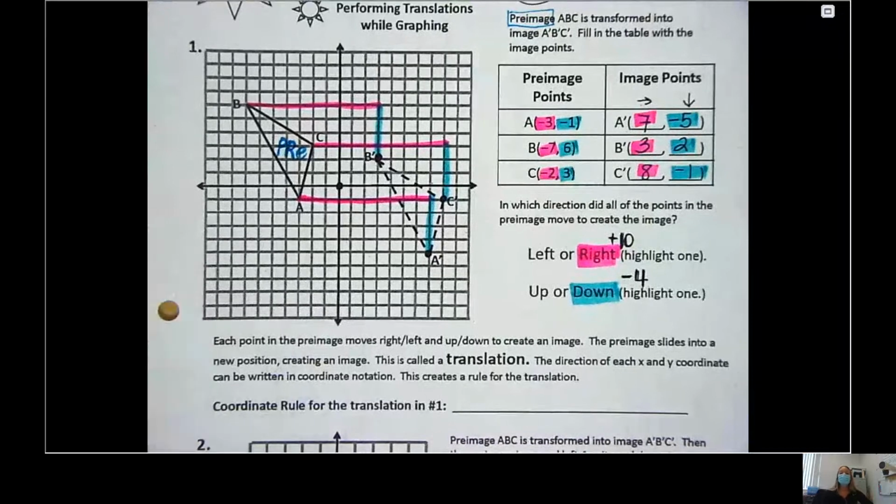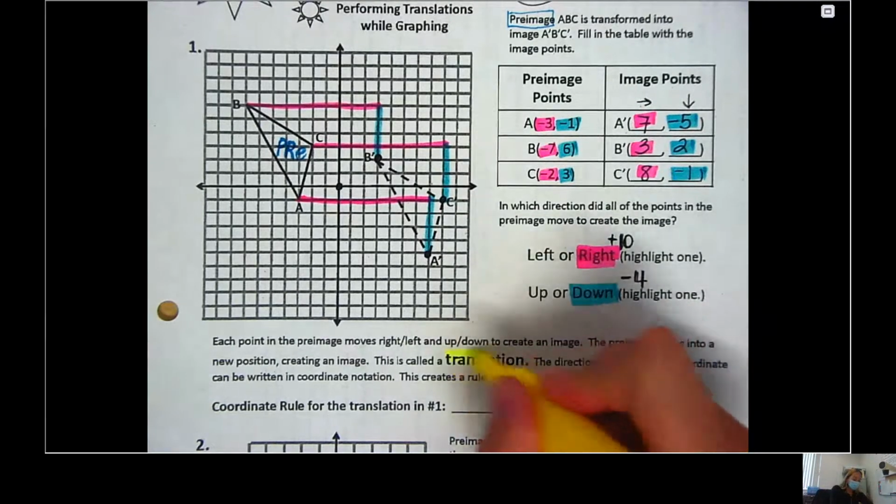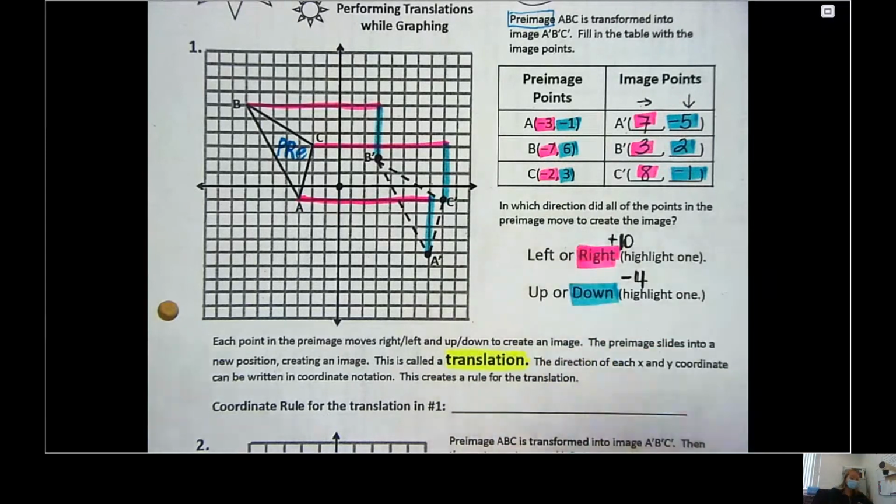So when I take my points and I move them to the right or left, up or down to create a new image, this is called a translation. So this just means it's a slide, right? So I'm going from one spot to another.